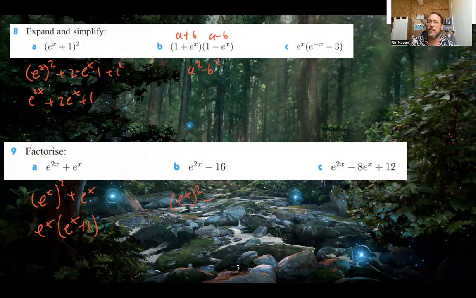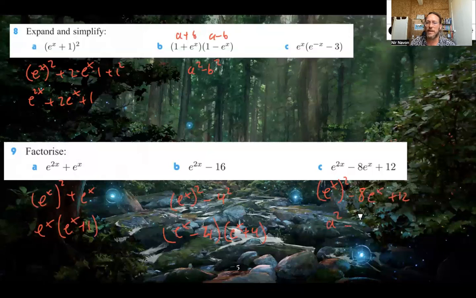But let's write it as 4 squared. And here we have a squared minus b squared, so e to the power of x minus 4, e to the power of x plus 4. And here we have a trinomial, e to the power of x squared minus 8 e to the power of x plus 12. We can change that into a squared minus 8a plus 12, solve that with a trinomial, and then change back to e to the power of x minus 6, e to the power of x minus 2.